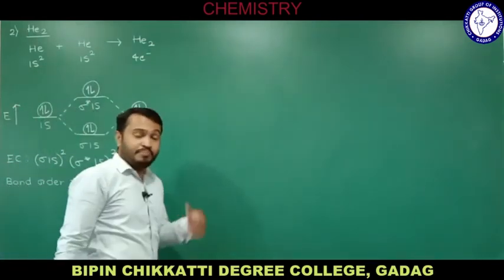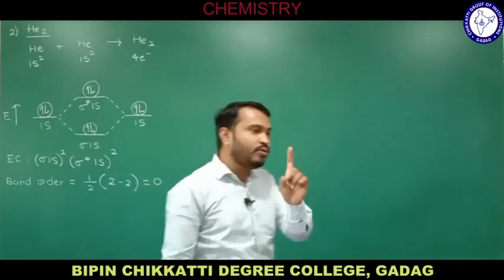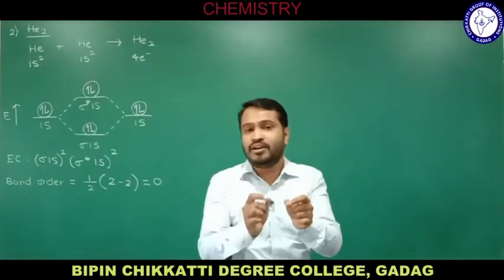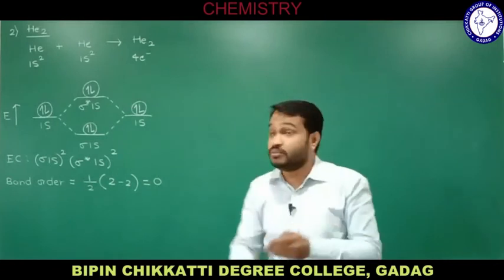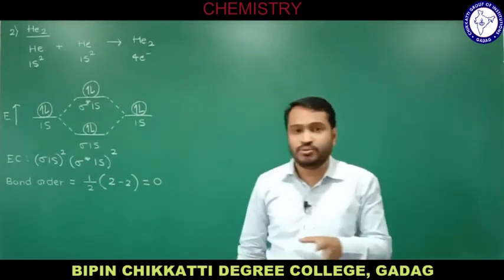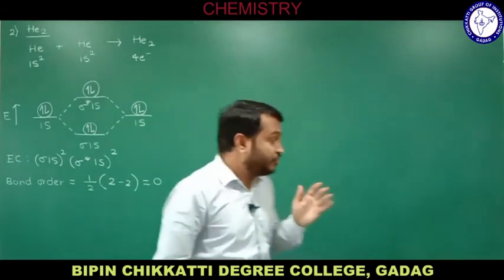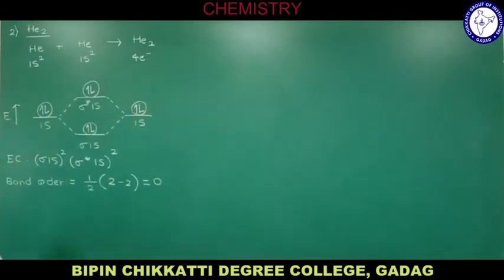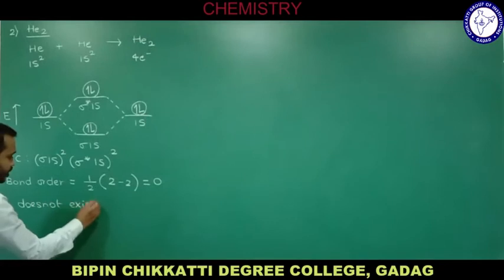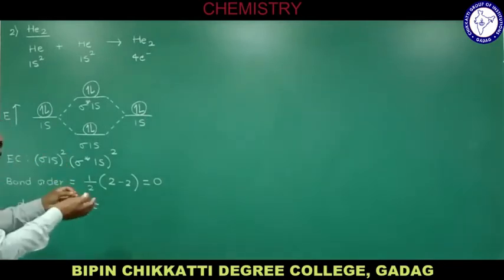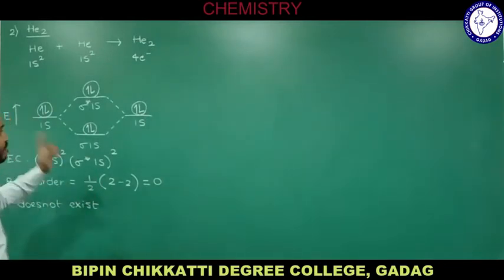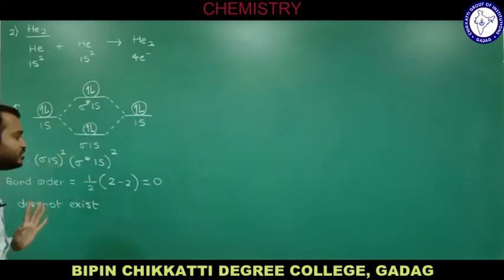Remember that. In the previous case of hydrogen molecule, we got bond order 1, meaning 1 covalent bond is present between the hydrogen atoms. Since in case of He2 the bond order is 0, it means no covalent bond. So what it indicates is there is no existence of helium molecule. Since the bond order is 0, there is no shared pair of electrons between helium and helium. Therefore helium molecule does not exist.